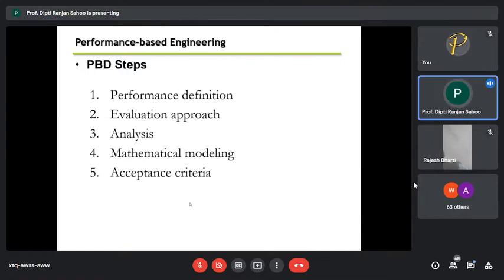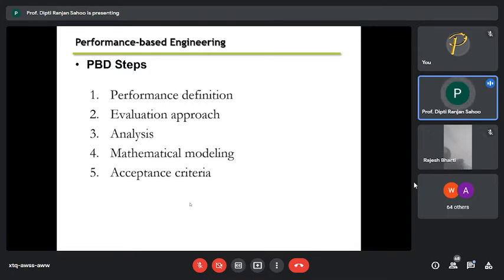If I follow the performance-based steps, there are mostly 5 steps. The first, you have to define the performance. I say I need the displacement at this floor at this much. I need the acceleration at this floor at this much. I need this element to be damaged during the earthquake, and this element should not be damaged, and to be damaged to this extent or that extent. That is how you define the performance of the structure.